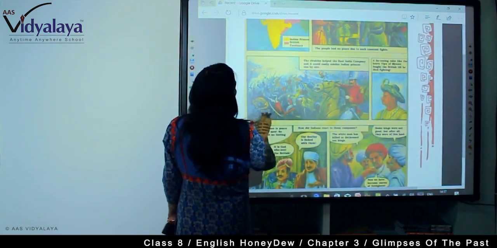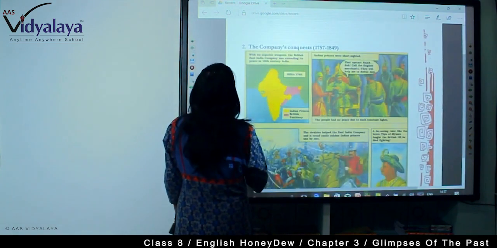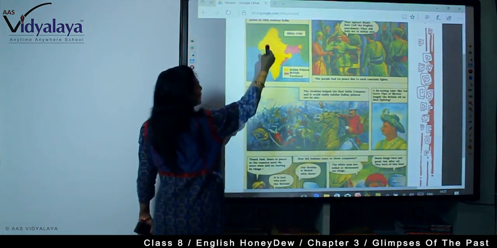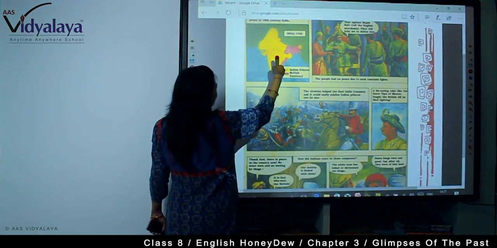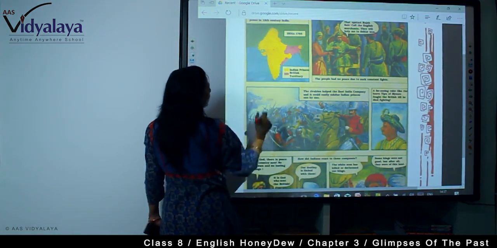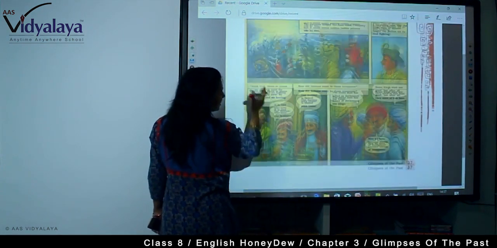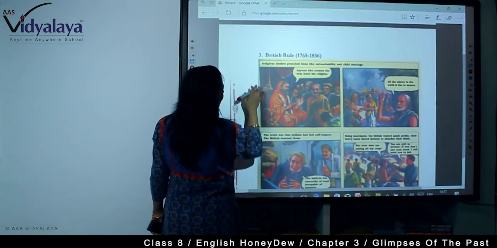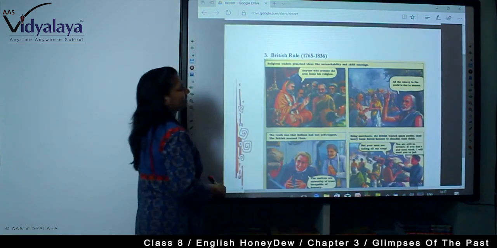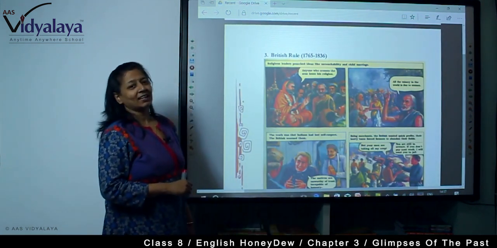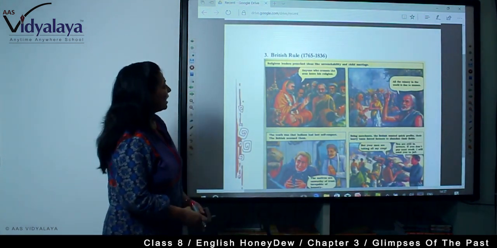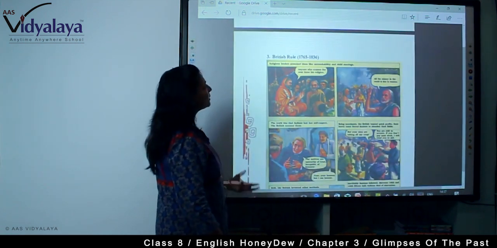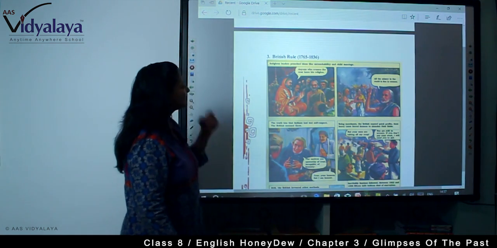Now, in this, you are seeing all the illustrations in a very nice way. This picture where Indian princes were there, this picture where British were there, it will change soon. Now, the British rule started. 1765-1836. Religious leaders preached ideas like untouchability and child marriage.